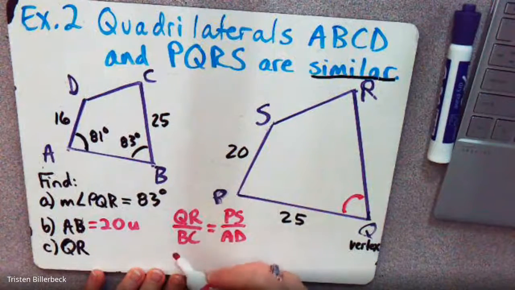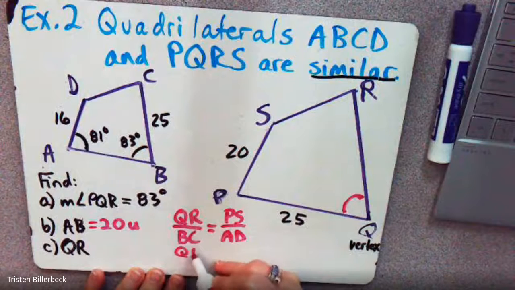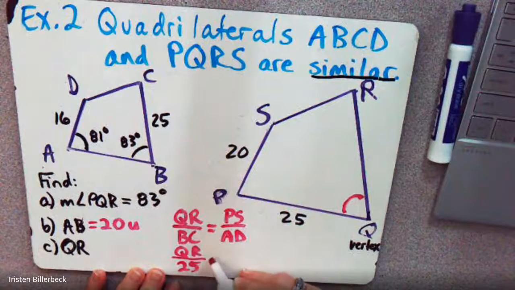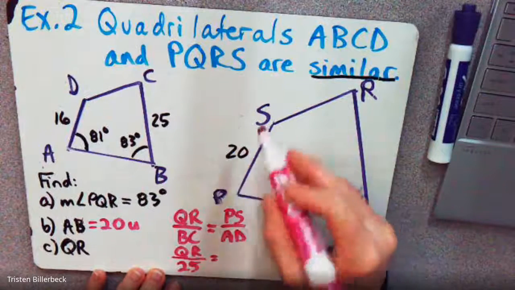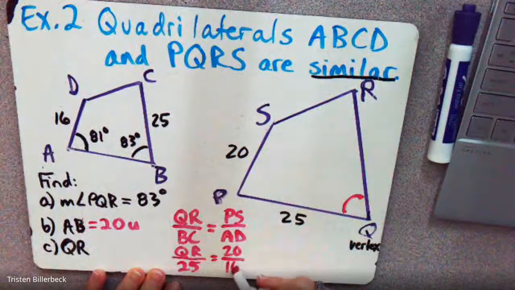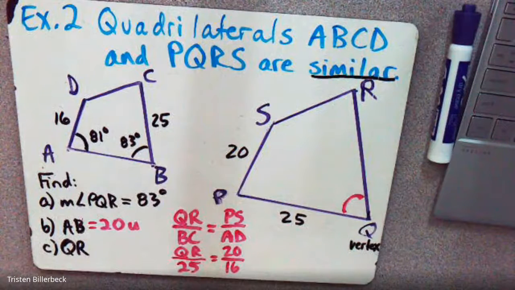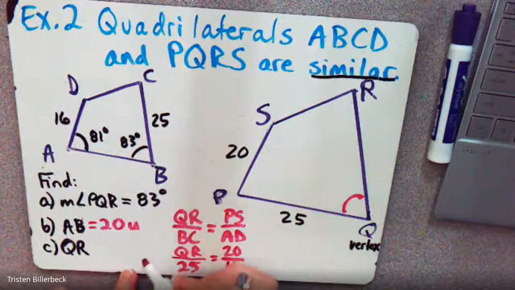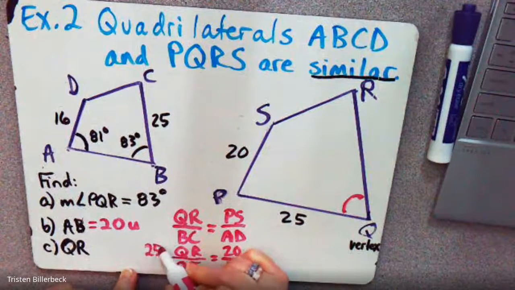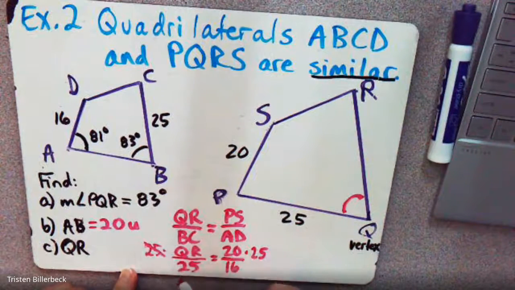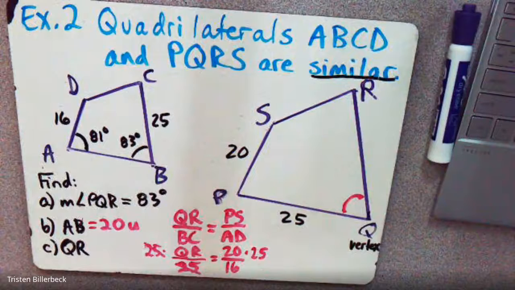So now we put in the numbers that we know. We don't know QR. We're trying to find that. BC is 25. PS is 20. And AD is 16. Again, we want to take the greatest common factors out, but first we want to get rid of this 25. So it's dividing QR, so we multiply by 25 to undo that operation, and it's gone.